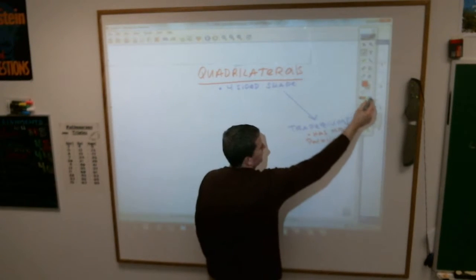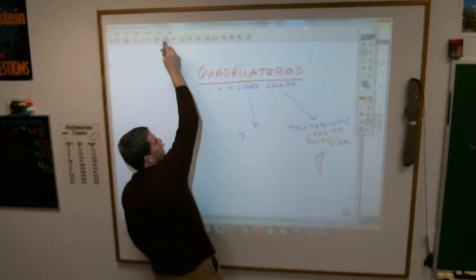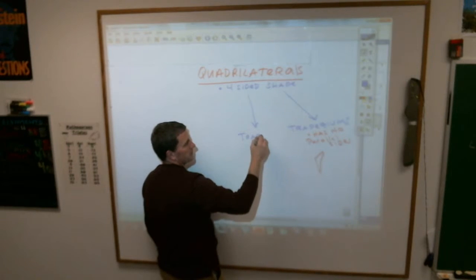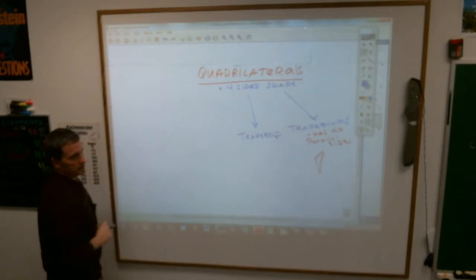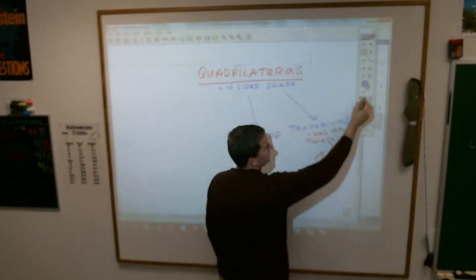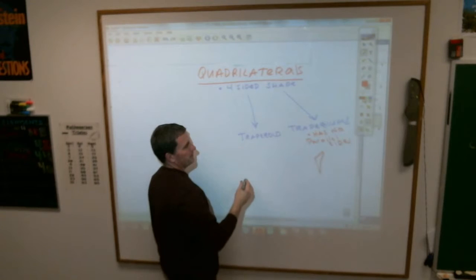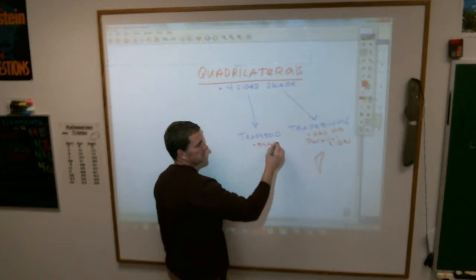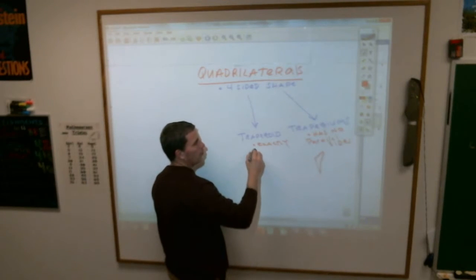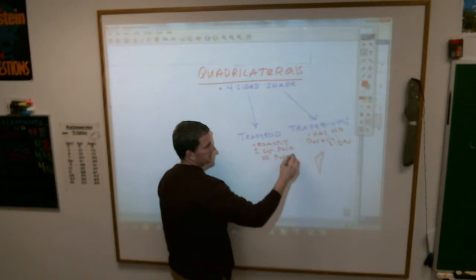Then we have, this one you probably have heard of, a trapezoid. Anybody know what a trapezoid is? Matt, trapezoid is? It has four sides. Well, that's all a quadrilateral is, a four-sided shape. This is a specific type. The trapezoid is a quadrilateral that has exactly one pair of parallel sides.